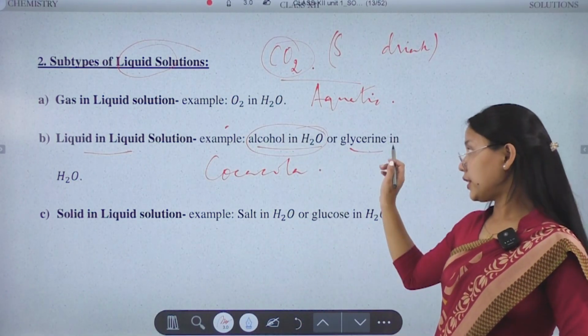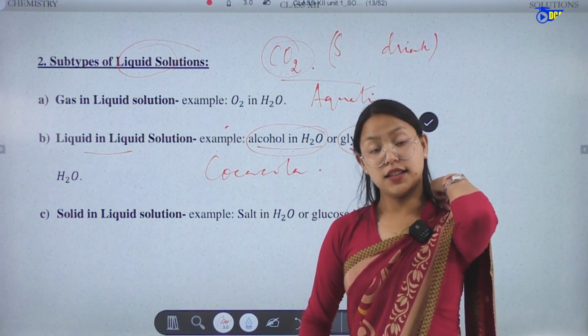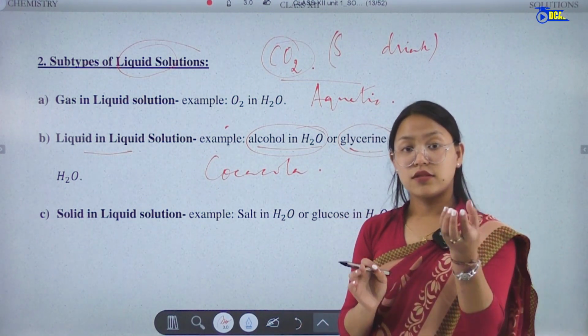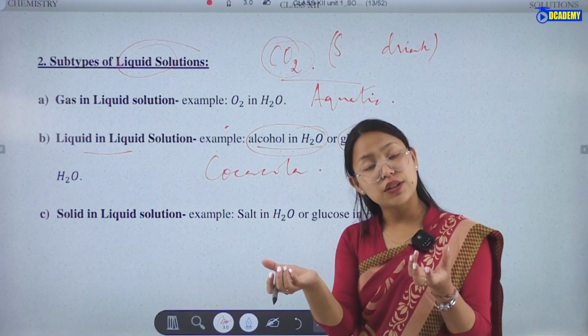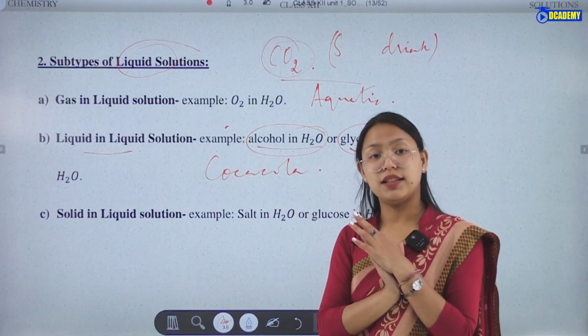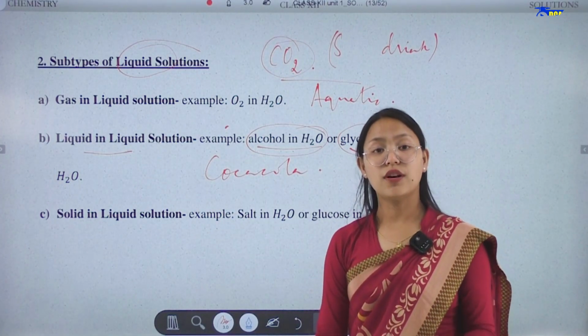And also in winter, glycerin or moisturizer, we apply moisturizer. Glycerin is a liquid, right? Then water is a liquid, and the mix of the two. It is also a liquid in liquid solution, which is a solution type.